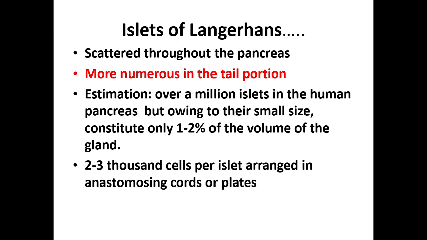The islets of Langerhans are scattered throughout the pancreas, and they are more numerous in the tail portion of the organ. Just an estimation, there are over 1 million islets in the human pancreas, but owing to their small size, they constitute only 1 to 2% of the volume of the gland, with 2 to 3,000 cells per islet arranged in anastomosing cords or plates.